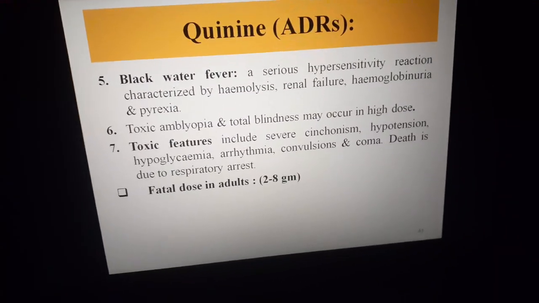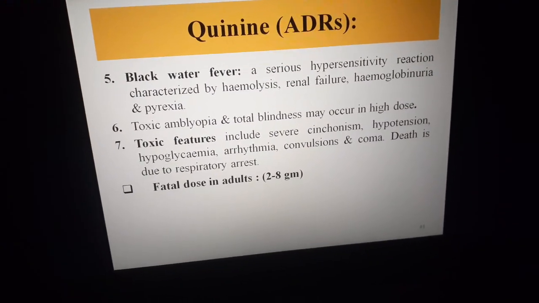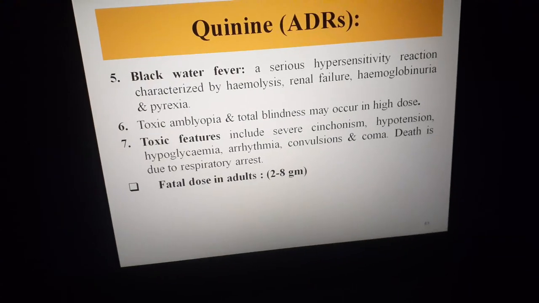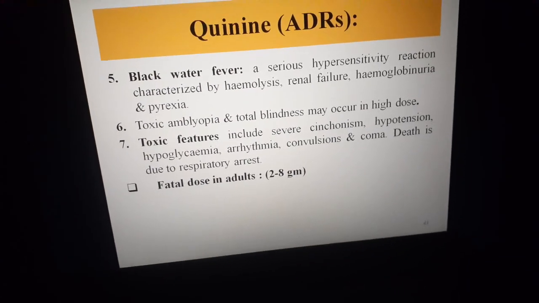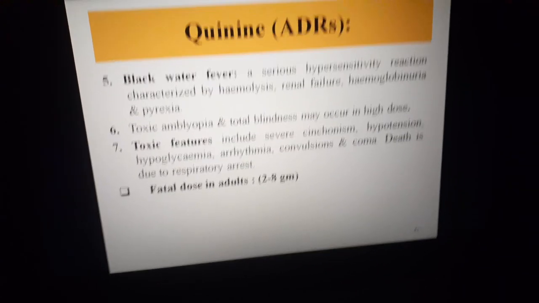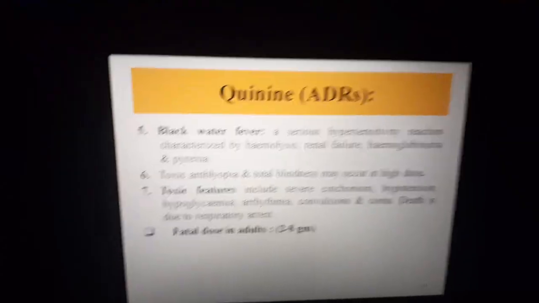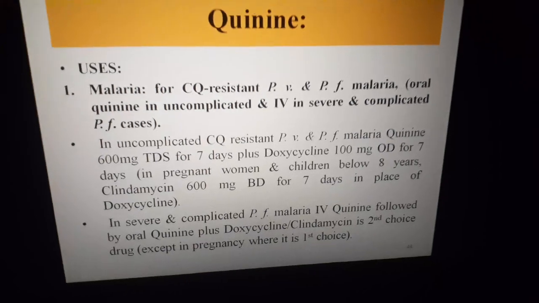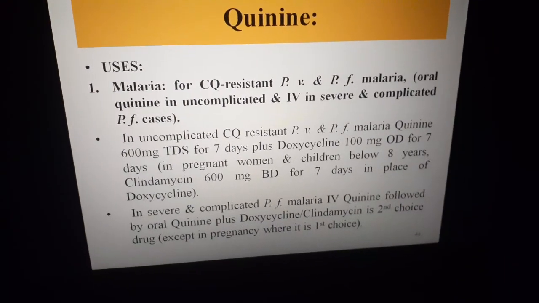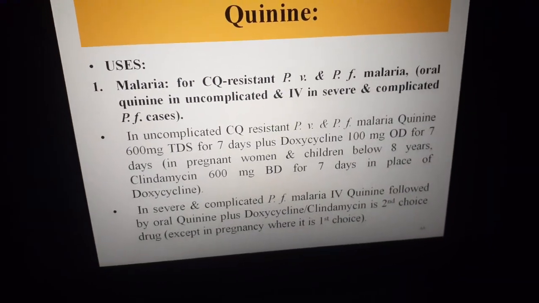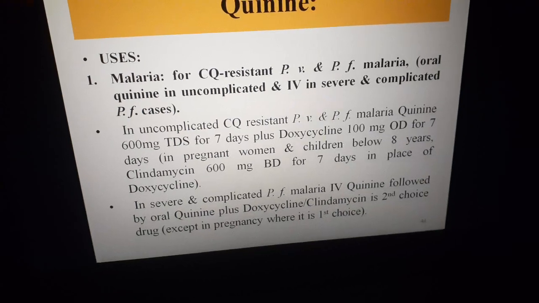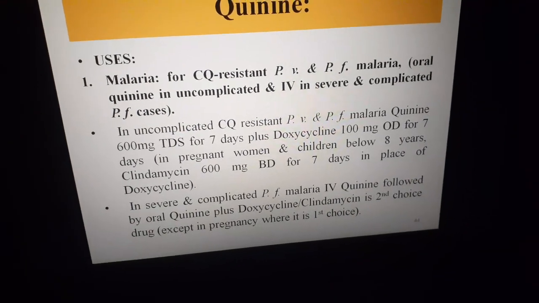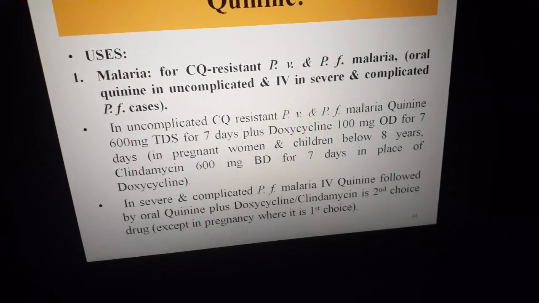Quinine can also cause toxic amblyopia and total blindness at high doses. Toxic features include hypotension, hypoglycemia, arrhythmia, convulsions and coma. Death is due to respiratory arrest. In malaria, how to use quinine? Oral quinine is used in uncomplicated malaria and IV in severe and complicated Plasmodium falciparum cases.